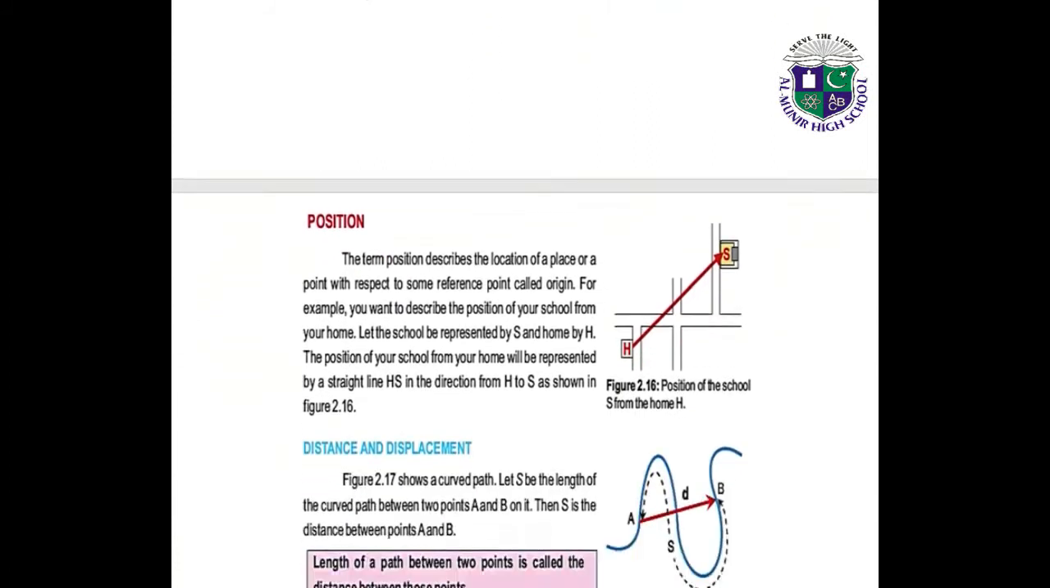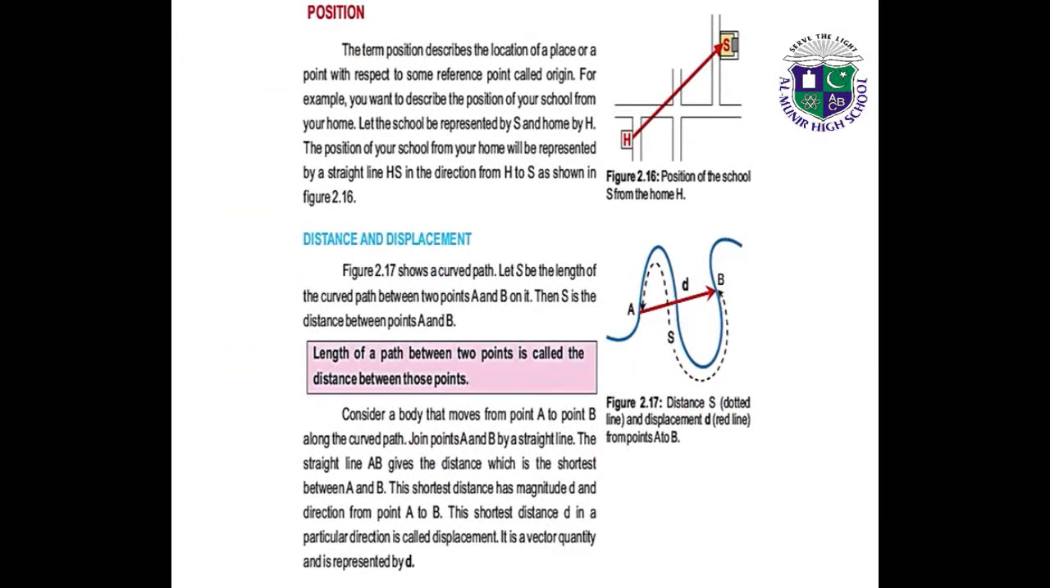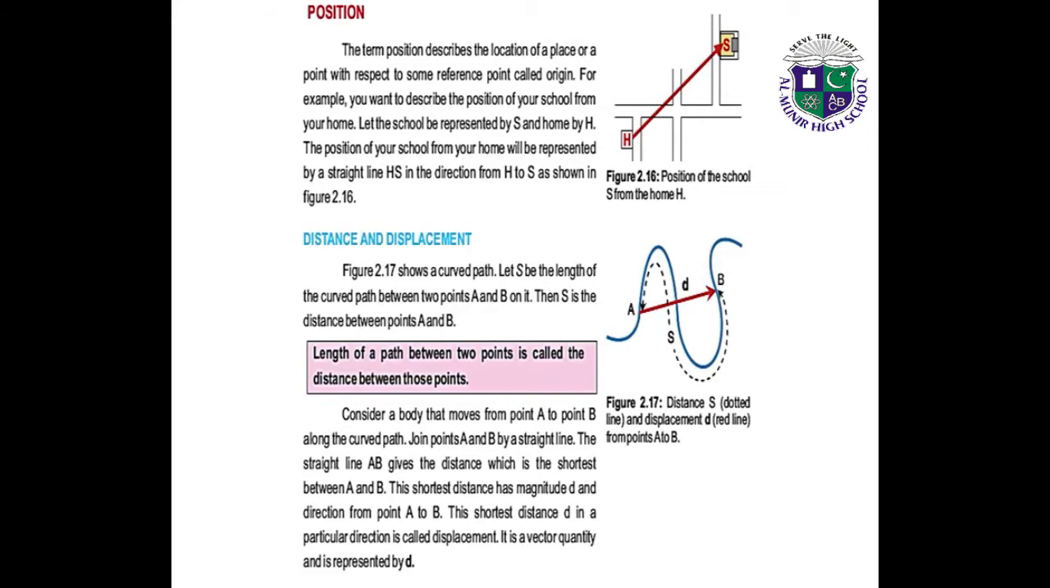Next we have very important concepts of position, speed, distance, and displacement. What is position? The term position describes the location of a place or a point with respect to some reference point called origin. For example, you want to describe the position of your school from your home. Let the school be represented by S and home by H. The position of your school from your home will be represented by a straight line HS in the direction from H to S.